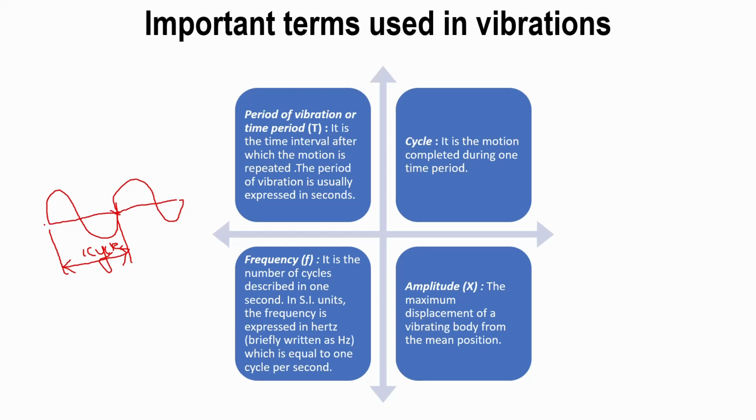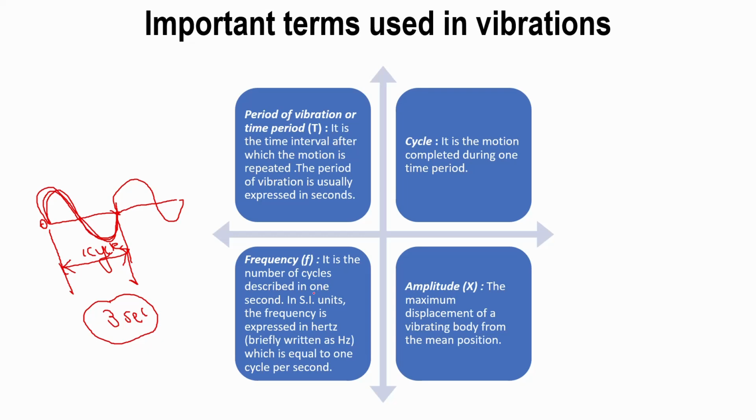So whatever the time that is required, here it is 0 second. So this is the start of this particular cycle, and up to this, suppose we require 3 seconds to complete this motion, that is from this point up to this point, then 3 seconds is the time period for this particular cycle. So it is the motion completed during one time period. So in 3 seconds, whatever the motion that is completed, that is known as one cycle. So this is the cycle.